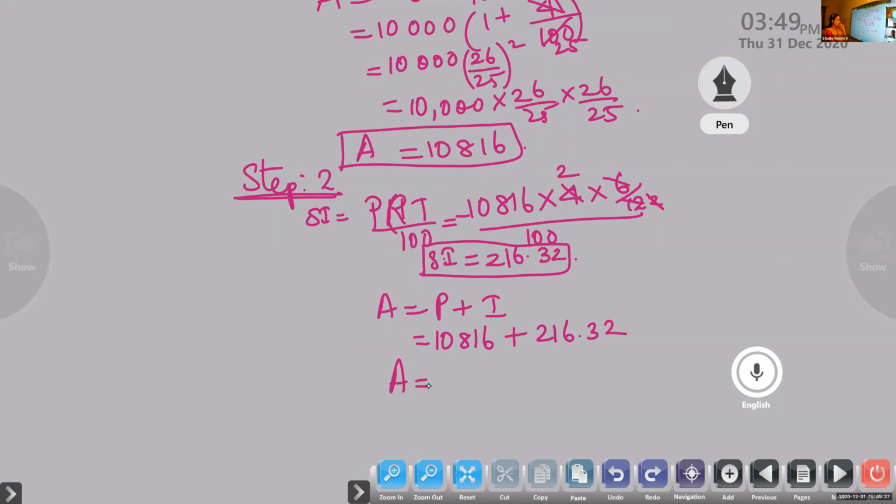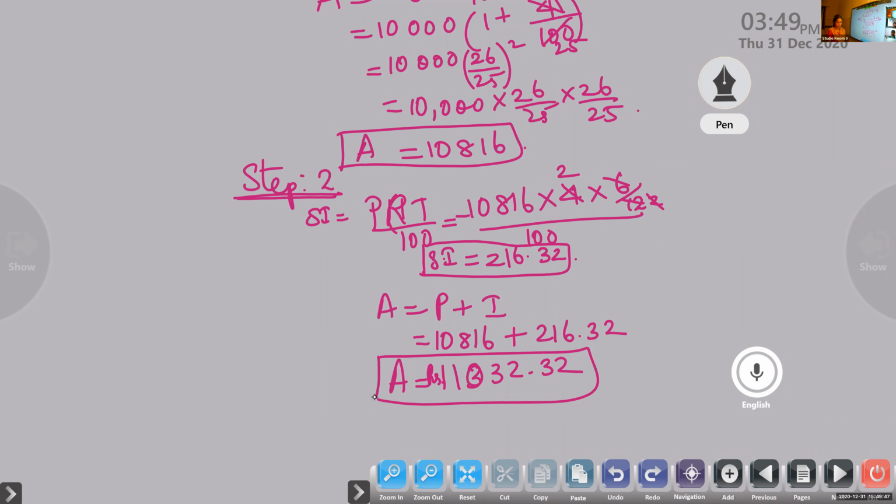So what is the amount? When you add this, what you will get? 11,032.32. Okay, it's correct. So this is the amount. So we got the amount.